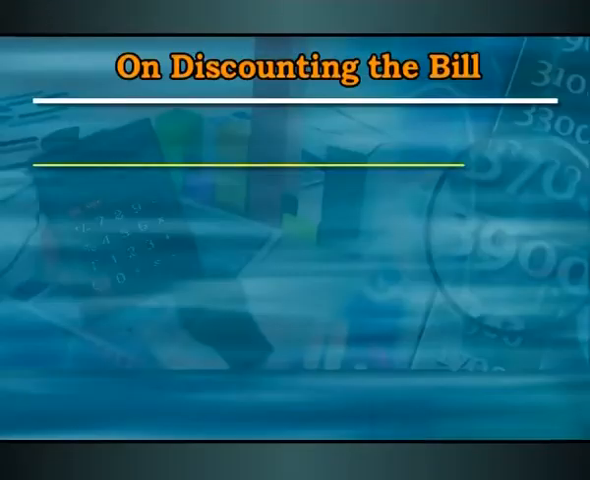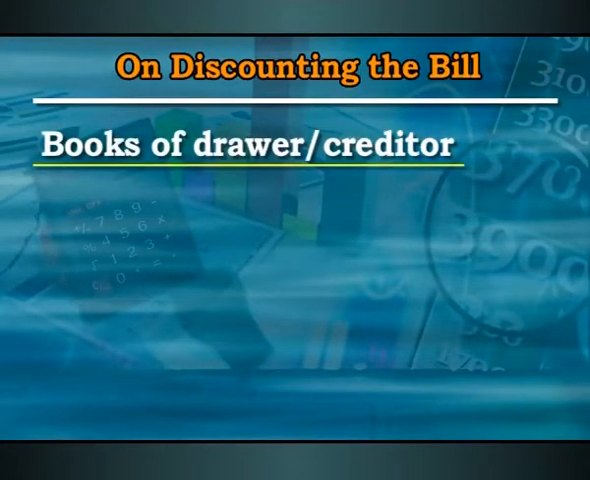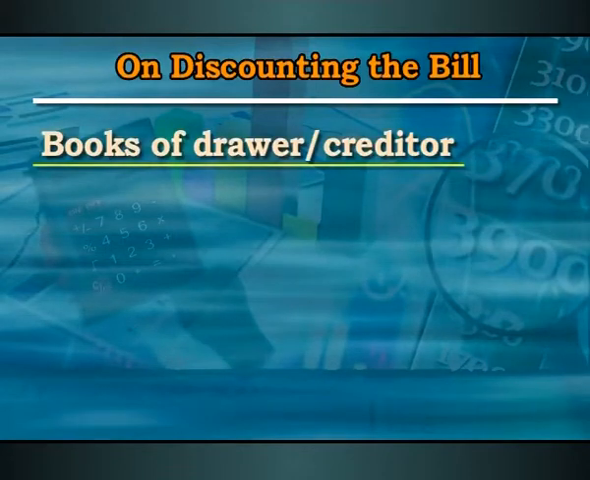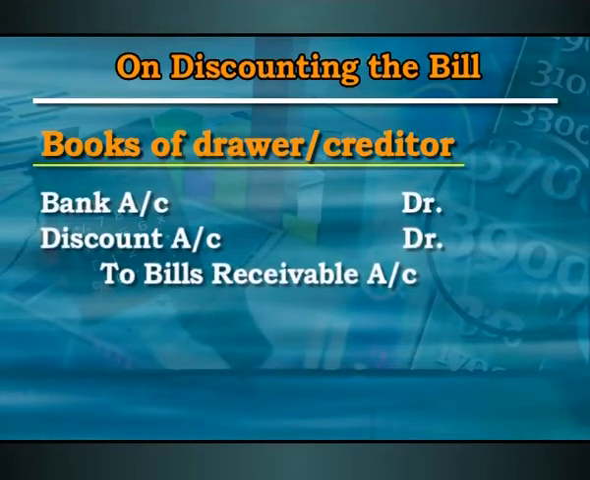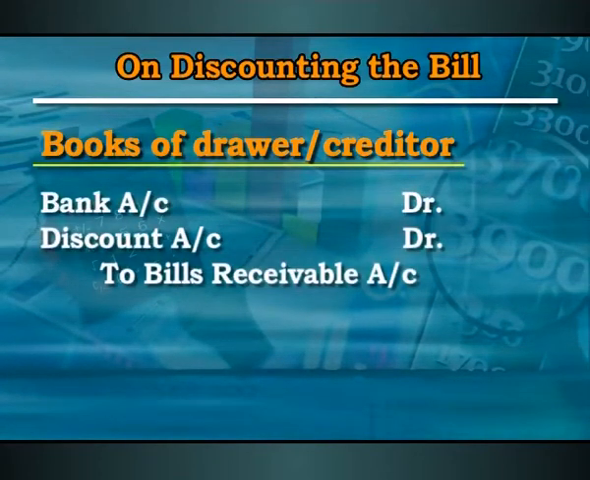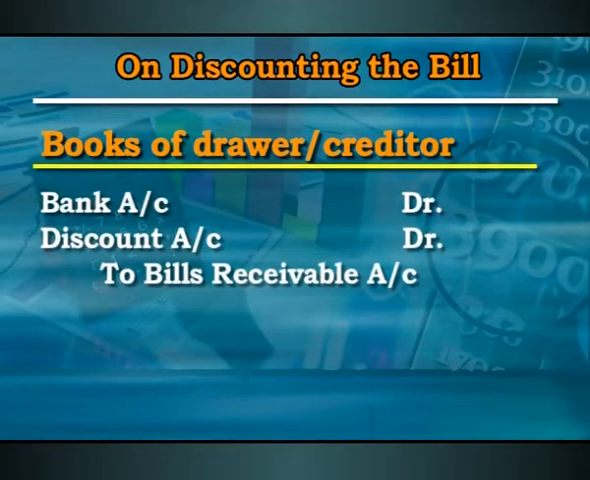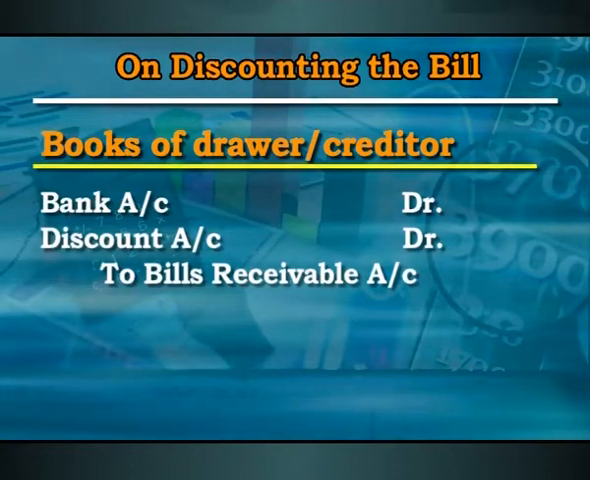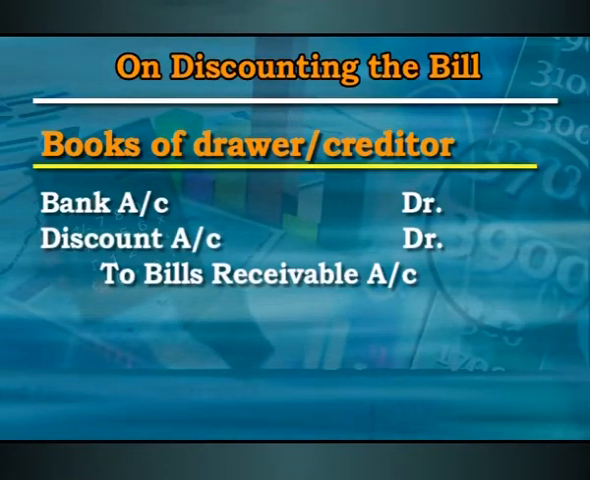Okay. The second situation is when we approach the bank to get that bill discounted. In case we get the bill discounted from the bank, the entry in the books of the drawer would be bank or cash account debit, discount account debit, to bills receivable. What happens actually is that the bank is going to give us the money. As the bank is going to deduct some discounting charges, these are our expenses, so it would be debited, and we hand over the bill to the bank, that is bills receivable, that's why the entry would be to bills receivable account.